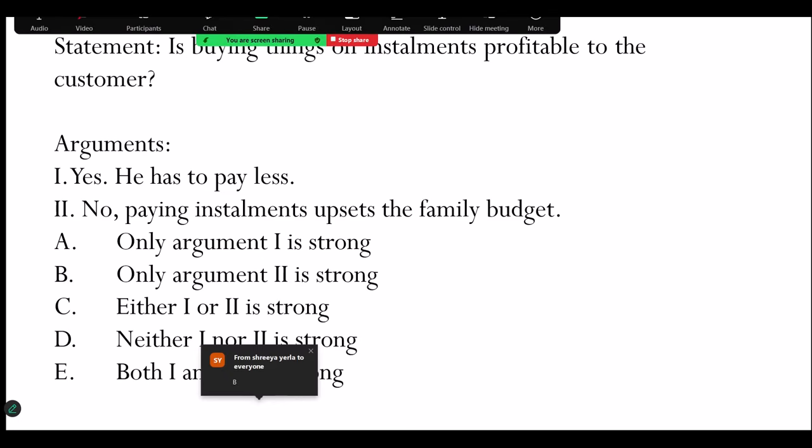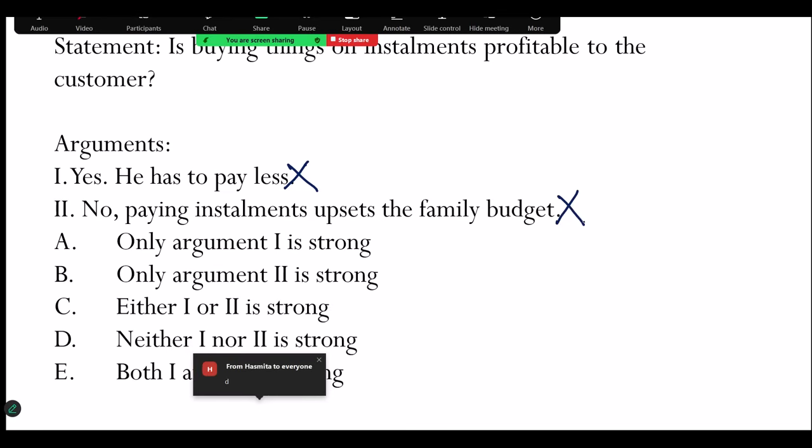Which one? Yes, he has to pay less. No. Okay, when you do installments, you are not paying less. They can give the argument, yes, it will be comfortable for our family budget. It's okay, paying installments will not upset the family budget.